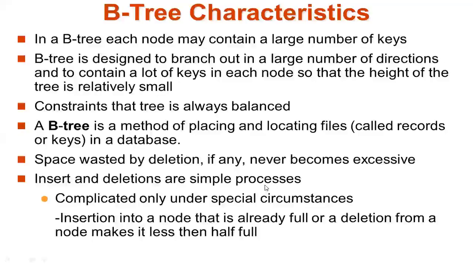Next come the B tree characteristics, which we'll discuss now. In a B tree, each node may contain a large number of keys. When you create a node in the B tree, it will contain a large number of keys. The node will have a value and then a key, key in the sense of the pointer. Then the B tree is designed to branch out in a large number of directions and to contain a lot of keys in each node so that the height of the tree is relatively small.